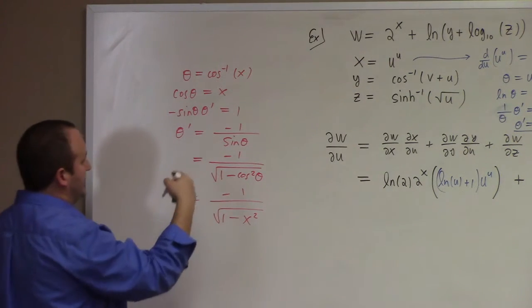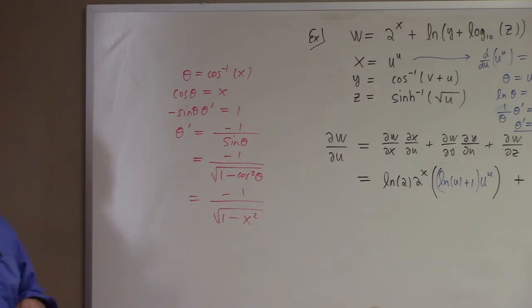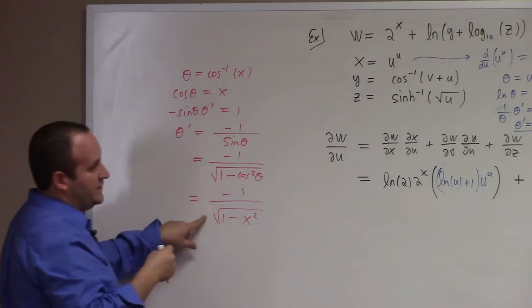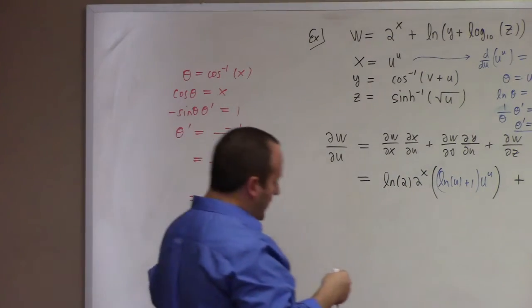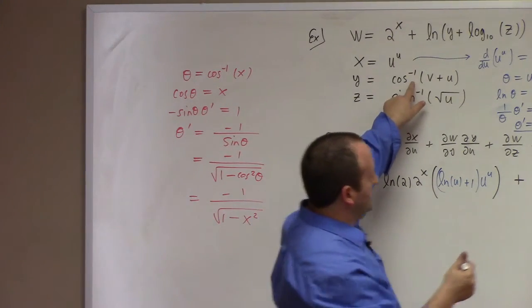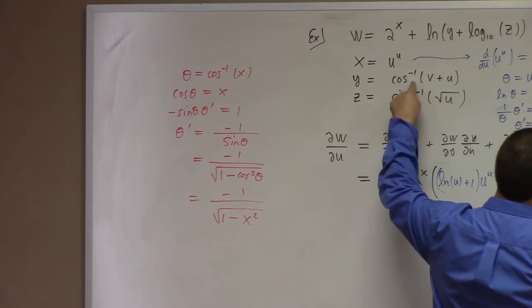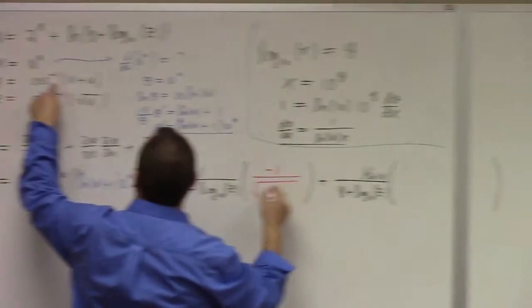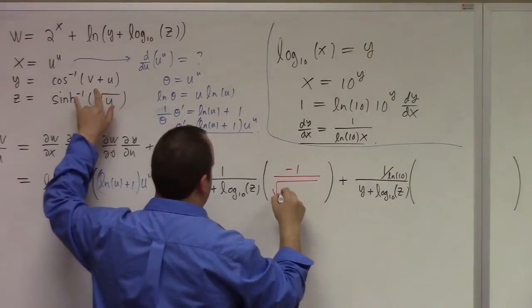Now, how did I know it was negative? Well, that's easy. Inverse cosine is the inverse for cosine restricted to 0 to pi. Cosine from 0 to pi is decreasing, so its derivative must be negative. Hence, I must choose the minus there. In other words, this is the derivative of inverse cosine. So what's this derivative? It's minus 1 over the square root of 1 minus the inside thing squared.